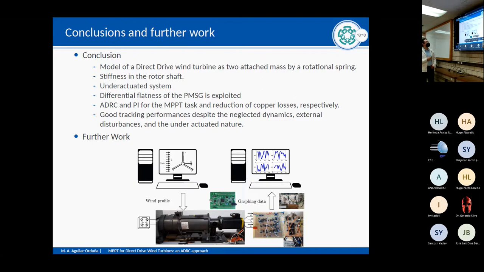To conclude my presentation, we can say that we use a model of a direct drive wind turbine, taking into account the stiffness of the rotor shaft. This consideration makes the wind turbine an underactuated system. We take advantage of the differential flatness of the PMSG to design an ADRC controller and a PI to solve the MPPT task and to reduce the copper losses.